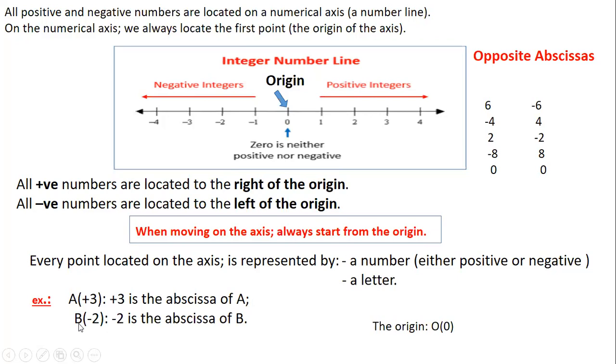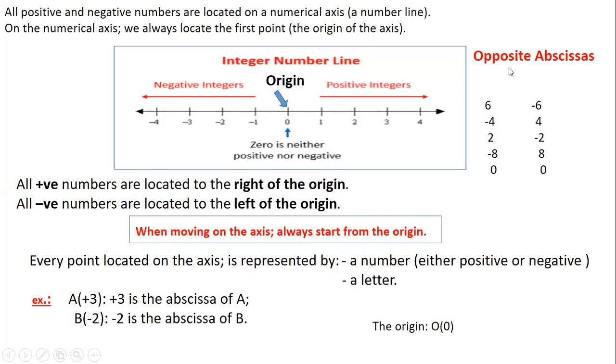Look at B. B has an abscissa -2. So the abscissa of B is -2. Look at the origin of the axis. I said the origin is always at 0. So the abscissa of the origin is always 0. We write: the origin O has an abscissa 0. As you can see, 0 has no sign. It is always written without a sign.